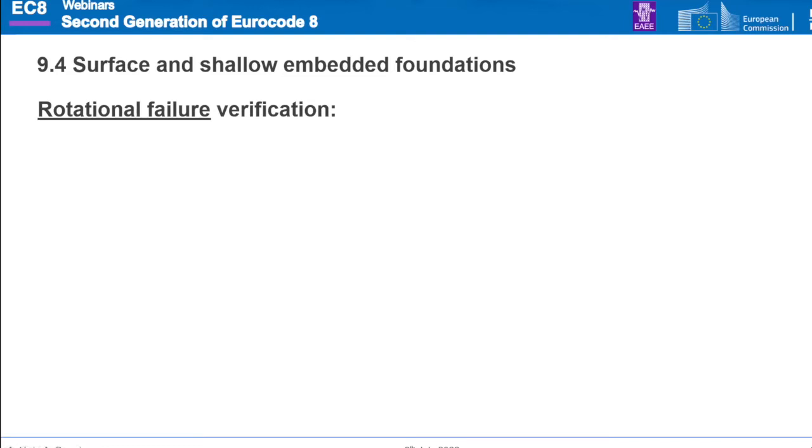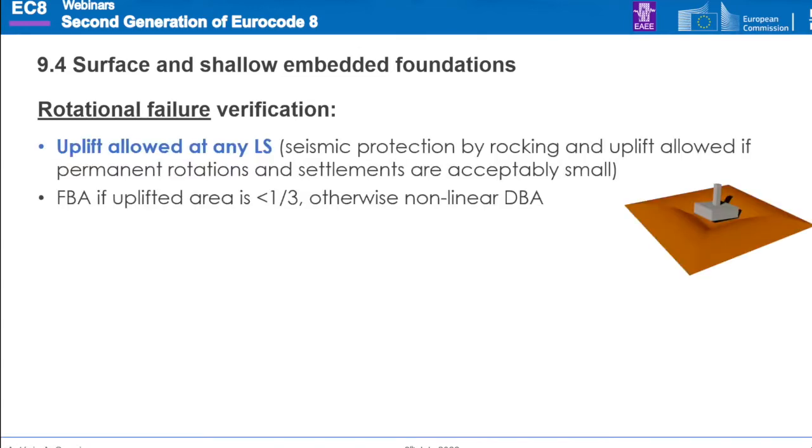In what relates to the rotational failure verification, one of the novelties is that uplift is allowed at any limit state. And like this, we are providing some seismic protection by rocking and uplift if the permanent rotations and settlements are acceptably small. And for reasons of limiting exactly these permanent rotations and settlements, for the force-based approach, uplift is limited to 1/3 of the area of the contact surface. Otherwise, you are using a nonlinear approach in the displacement-based approach.